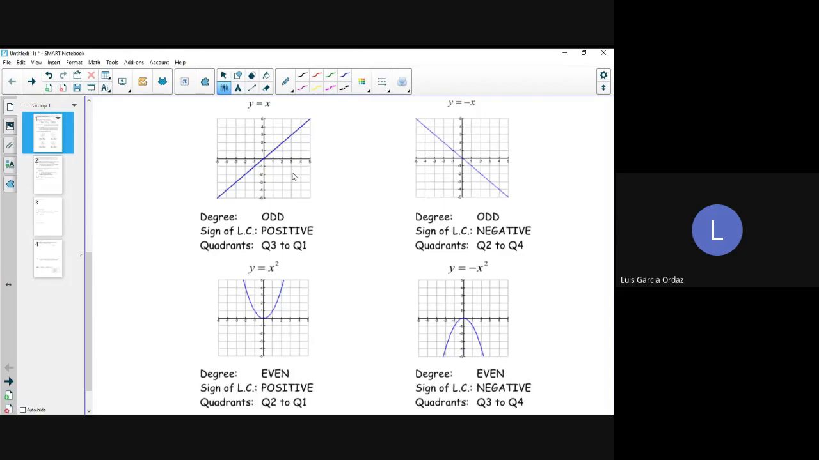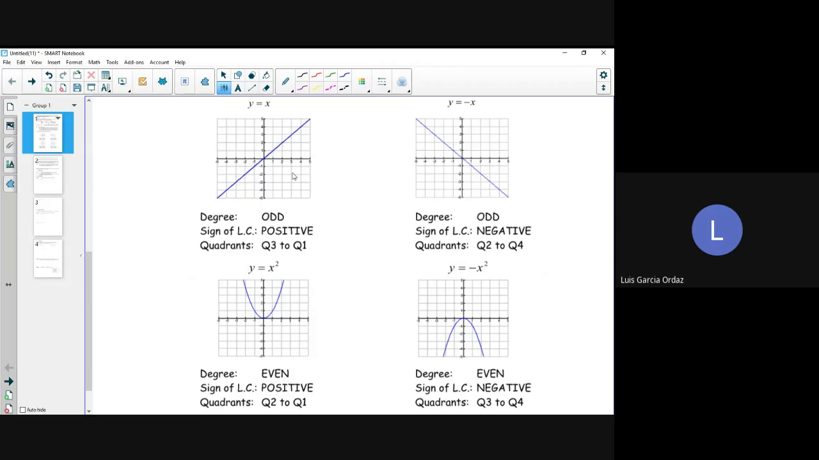So we have y is equal to x, the degree is odd, the leading coefficient is positive, and it goes from quadrant 3 to quadrant 1. And for y is equal to negative x, it is odd degree still because the degree is 1, which is an odd number. The coefficient is negative, so it goes from quadrant 2 to quadrant 4.